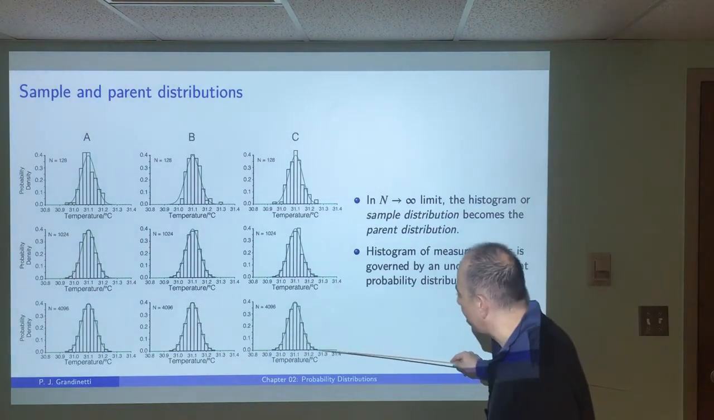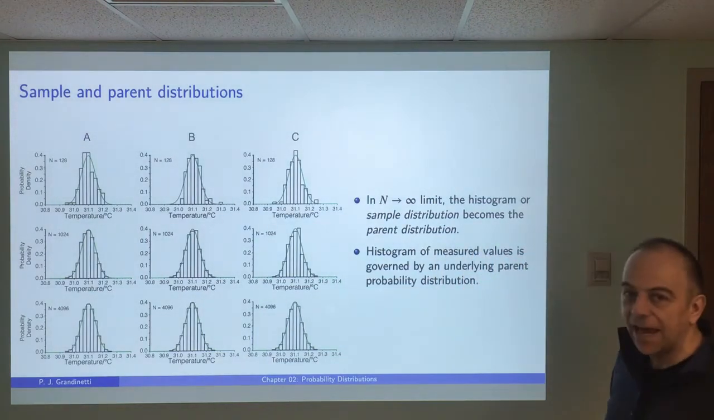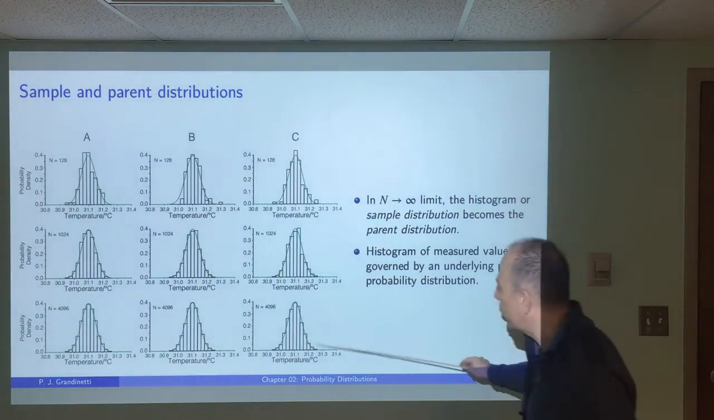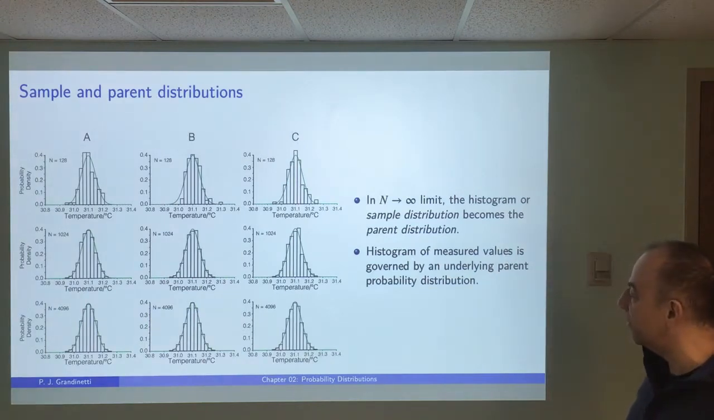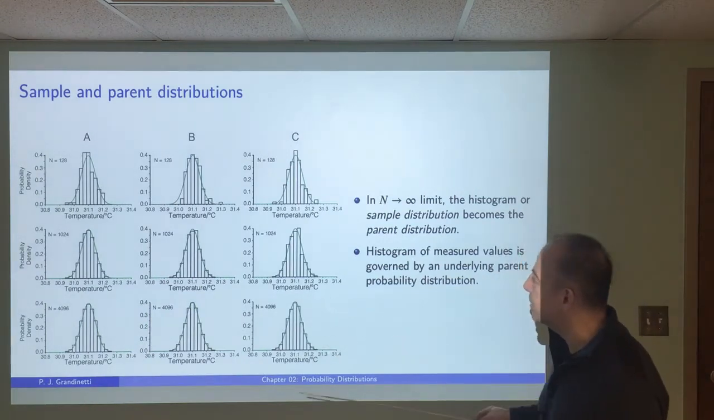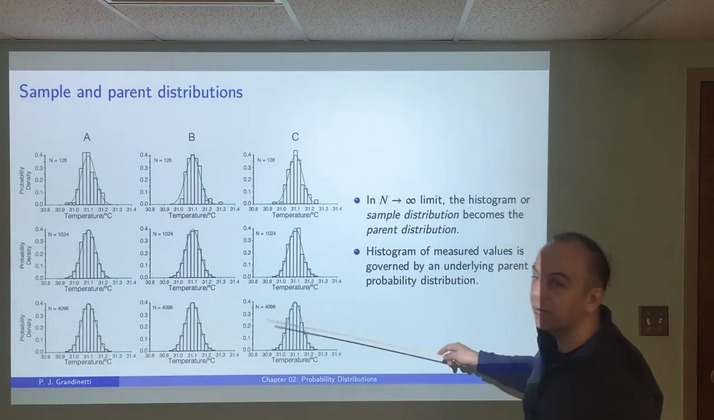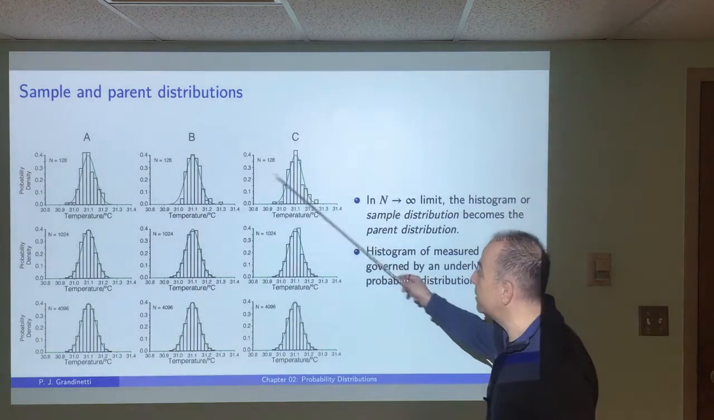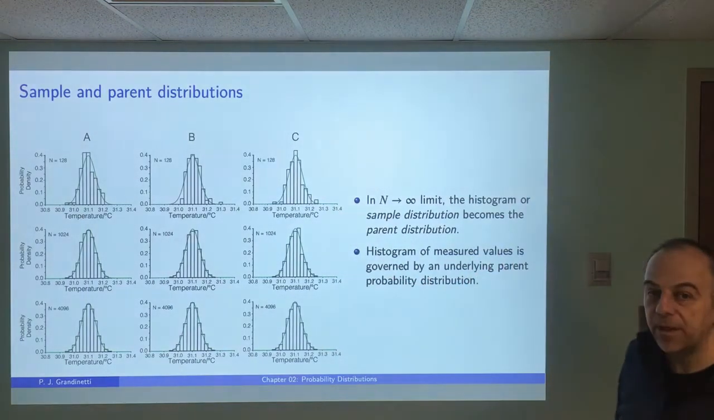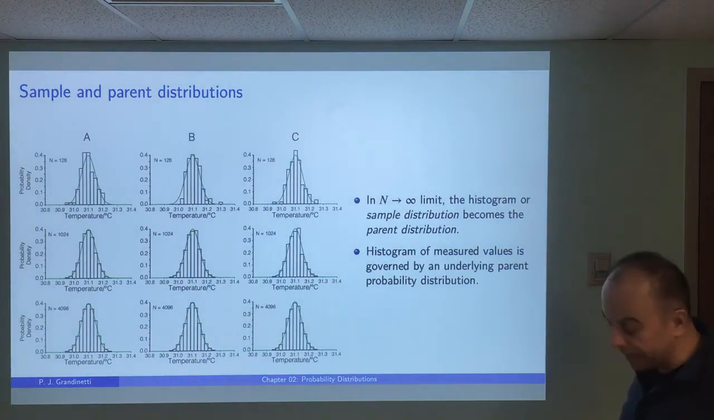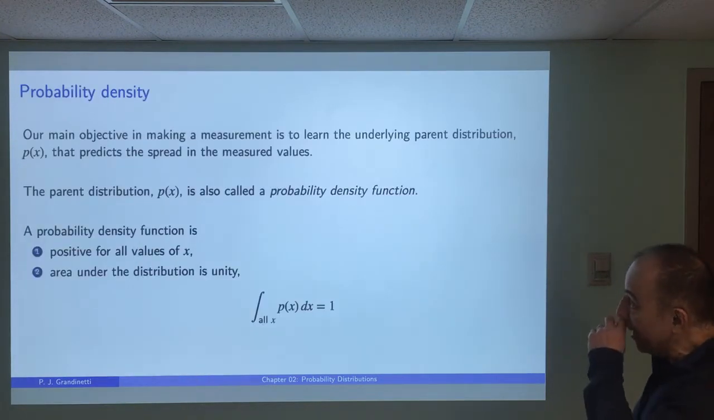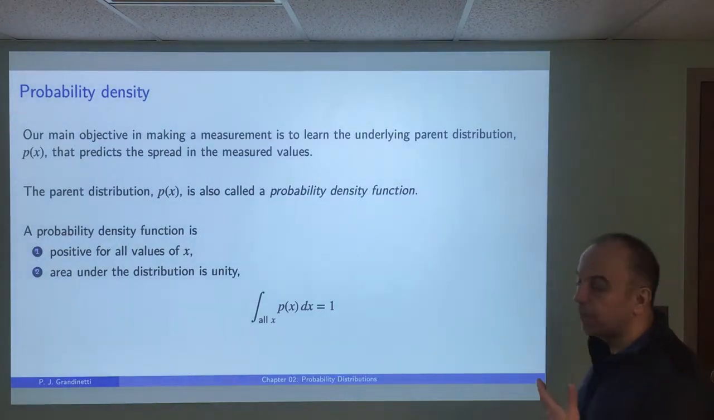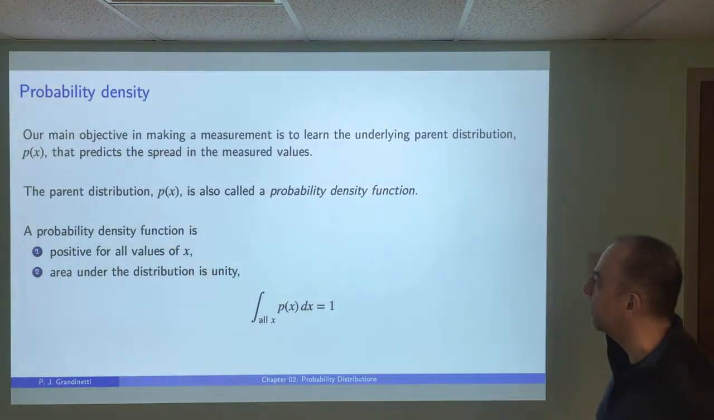That parent distribution I've represented here with this green line, that curve, in a sense represents a histogram with infinitely narrow bins. That curve represents what's called the parent probability distribution. And that is what determines what these distributions look like for a finite number of measurements. Granted, there's some randomness that changes these with each measurement, but they're all governed by the same underlying parent probability distribution. Now, one of our main objectives in making a measurement is to determine what that parent distribution is, which will be used to predict the spread in the measured values.